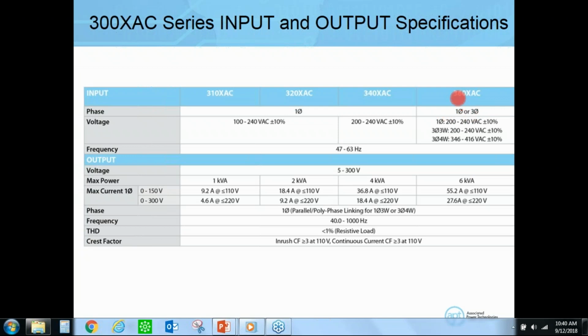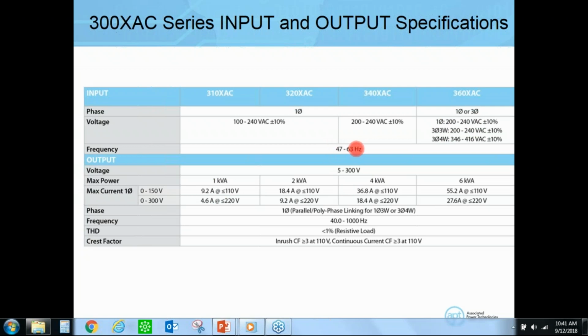So you could power up a 360 XIC with either single phase power or 3-phase power, and the voltages required for each configuration are listed here. For a single phase, 200 volts to 240 volts could be required. In the 3-phase configuration, you may have anywhere from 200 volts to 240 volts. Now, frequency on the input side, you could have a frequency anywhere from 47 to 63 hertz.